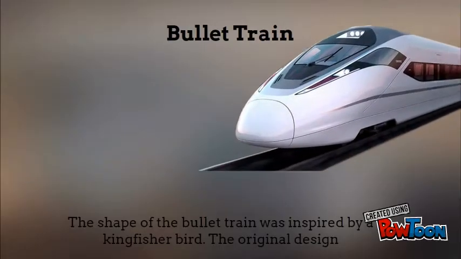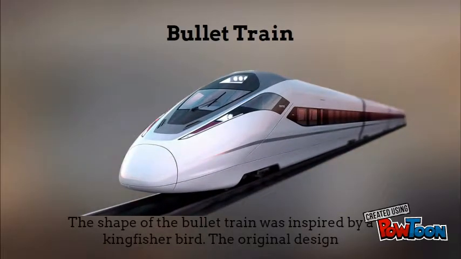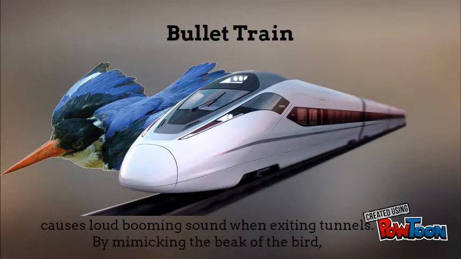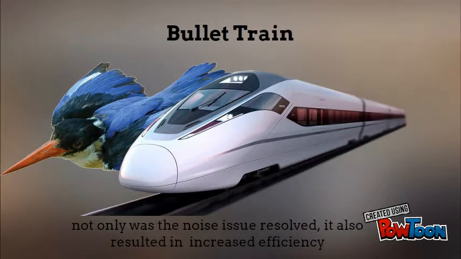The shape of the bullet train was inspired by a kingfisher bird. The original design causes a loud booming sound when exiting tunnels. By mimicking the beak of the bird, not only was the noise issue resolved, it also resulted in increased efficiency.